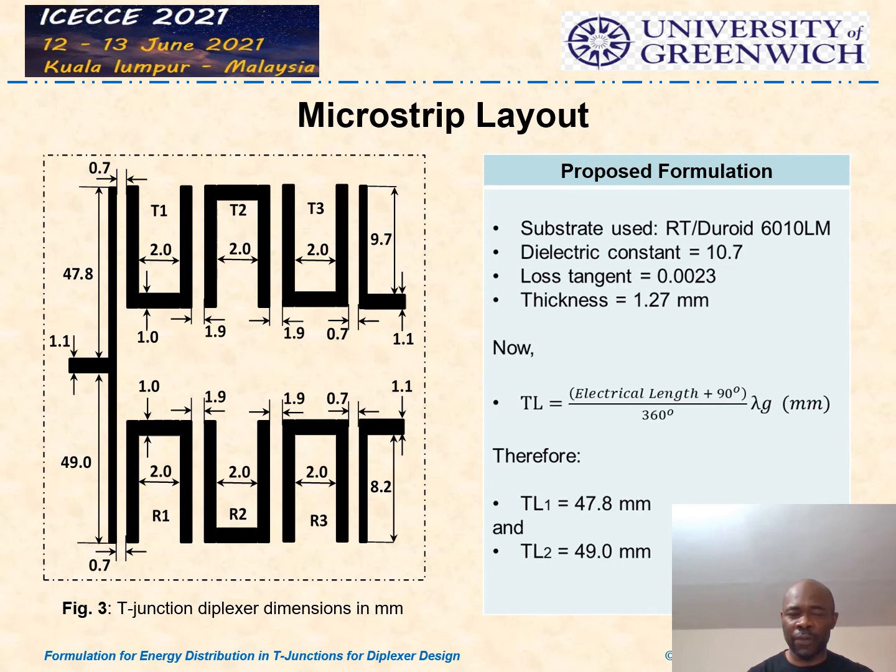Now, if we plug in the values, the electrical length is 63 for TL1 and 67 for TL2, as shown in my previous slide. If we plug that into this equation, we get TL1 to be 47.8 and TL2 to be 49 millimeters. So that's basically how we did this. Without any further tuning, we achieved our results.